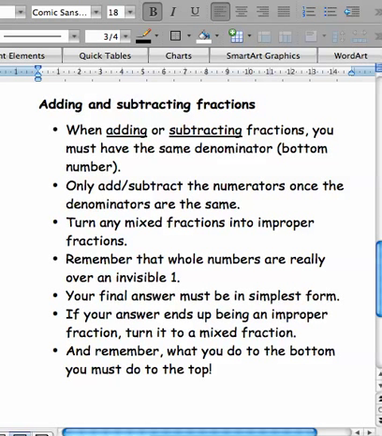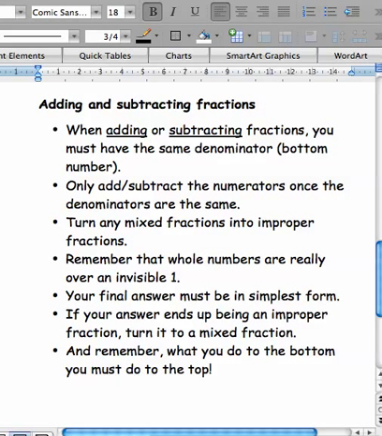Next point, your final answer must be in simplest form. So you must simplify your answers by dividing your numbers with the same common factor. Okay, sometimes you can't simplify your answers, but always check. And also, if your answer ends up being an improper fraction, like for example 9 over 5, you need to turn it into a mixed fraction. Okay, so if your answer is improper, make sure you turn it into a mixed fraction.